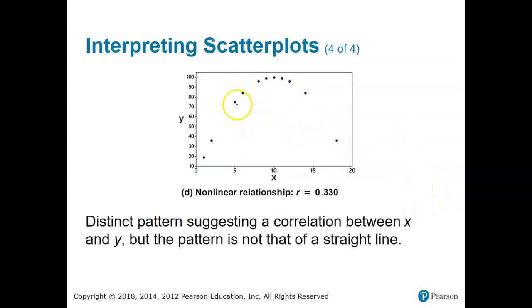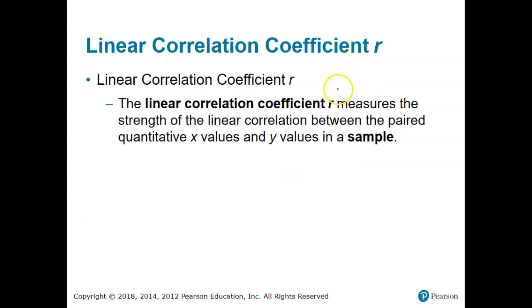Okay, so this one is, it is possible to have what's called nonlinear relationships. This would be a quadratic relationship. We're really only going to focus in this section on linear relationships, so we're not going to be working with any that have a quadratic regression or quadratic correlation.